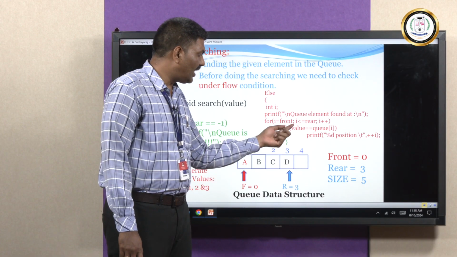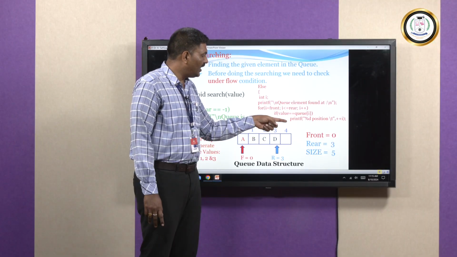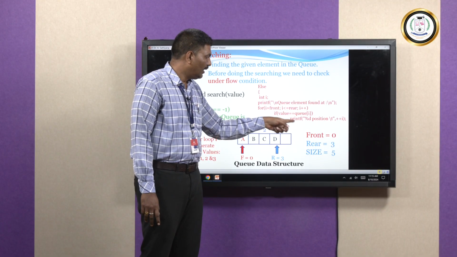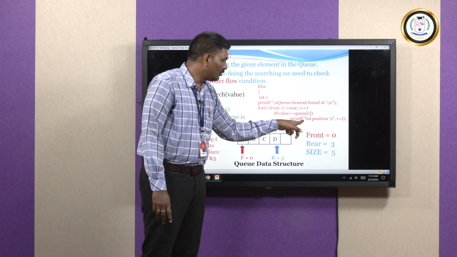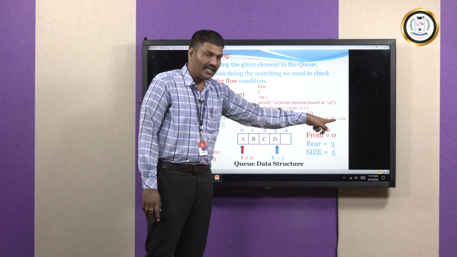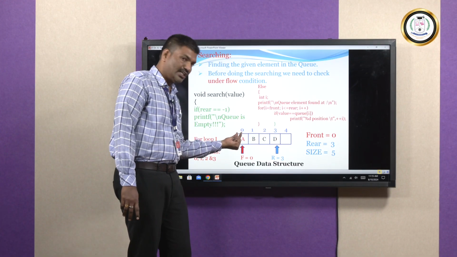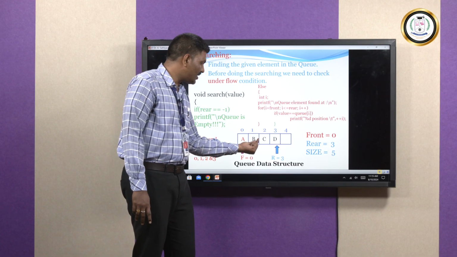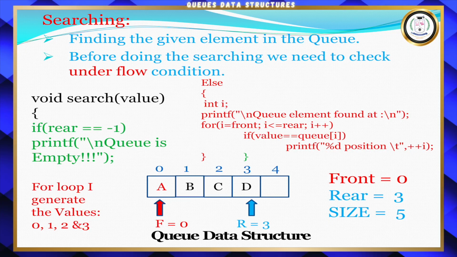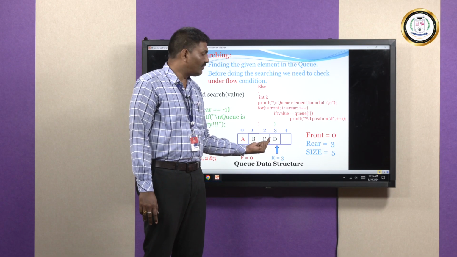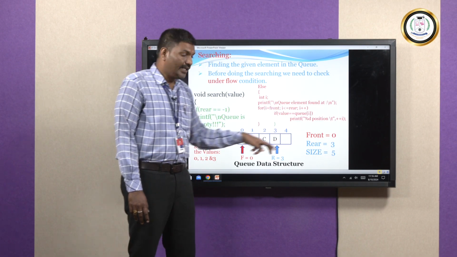Once both are equal, the condition is satisfied, then it will enter the body of the if condition, printf percentage d position slash t. So percentage d means what? ++i. Usually the location starts from 0. The number of values we say, if it is at the third location, is the fourth value. That's why we provided the pre-increment here. So if it is located at the third location, we say it is the fourth value.